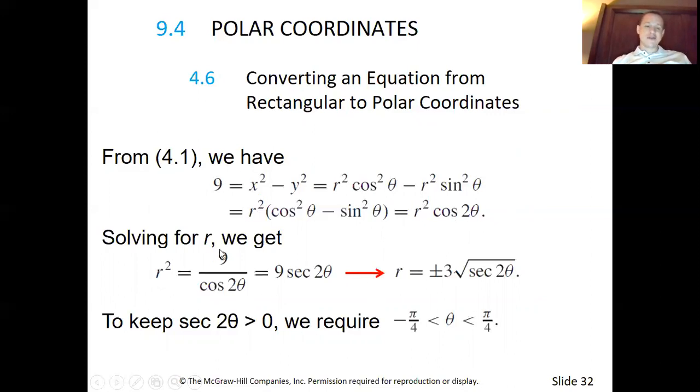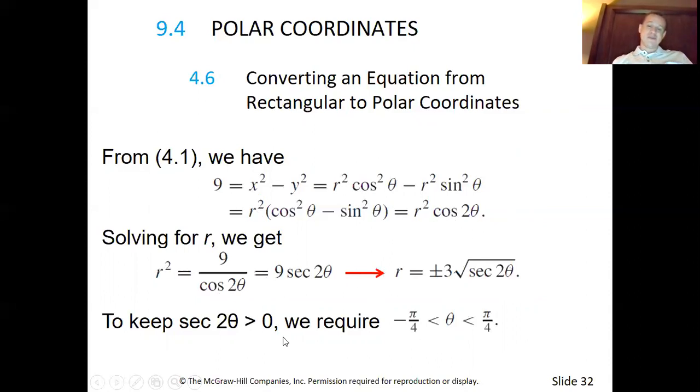And you have r squared then is r over cosine of 2 theta. Of course, divided by cosine is the same as secant. So this is 9 secant of 2 theta. And since that's r squared, we could take a square root and do a plus or minus. Square root of 9 is 3. Square root of secant 2 theta is just square root of secant 2 theta, which is gross.